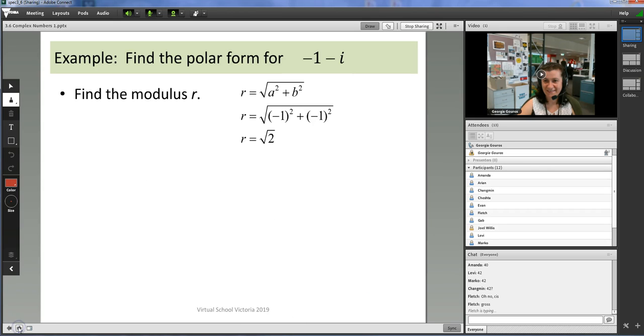Okay, so finding the modulus. Here's an example. Here's a Cartesian form of a complex number, minus 1 minus i. So we've got to find the modulus. Pretty simple, we're just going to use Pythagoras' theorem. If we looked at where this was on an Argand plane, it's the real part and the imaginary part. It's negative 1, negative i. So it's here. That number is right there.